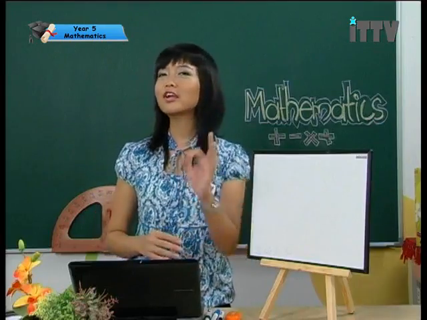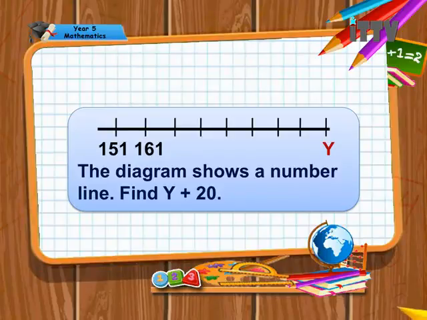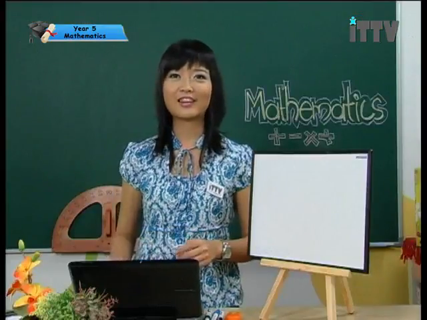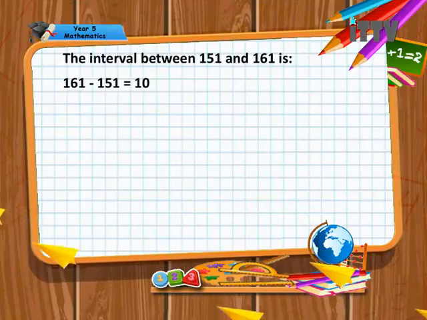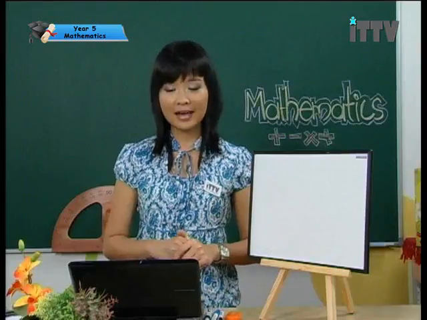Now, the third question that I gave you. This diagram shows a number line. Find y plus 20. Do you still remember the method to find the intervals? So your working should be something like this. The interval between 151 and 161: just find out the difference. Take 161 minus 151. That will give you 10. Now, we know the distance between one interval is 10.